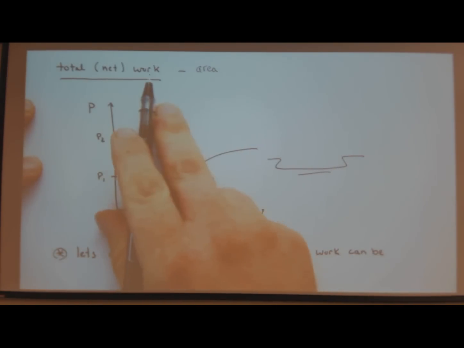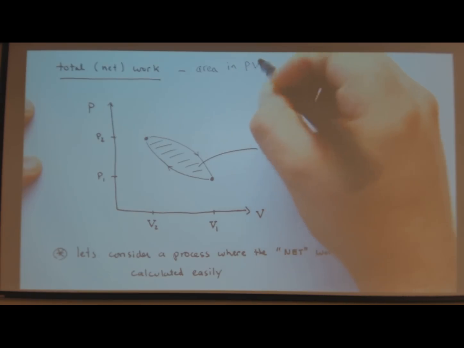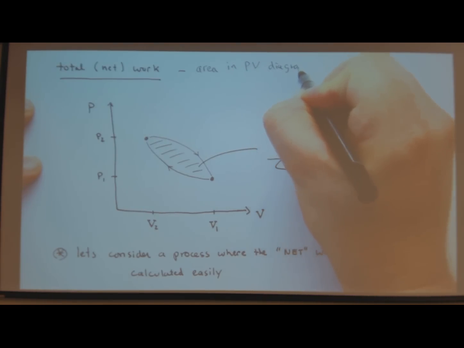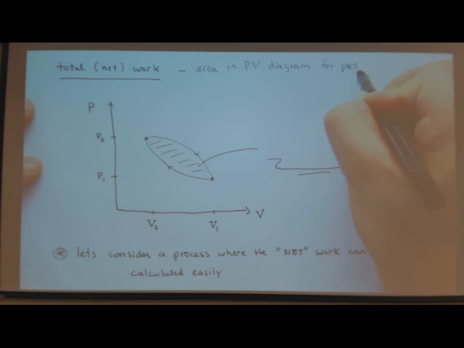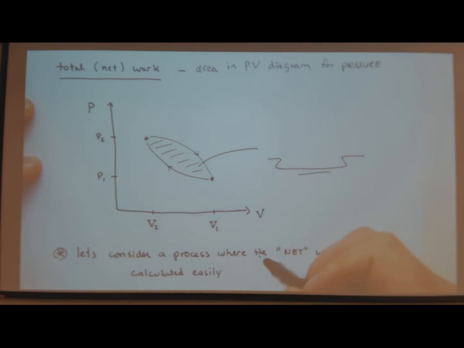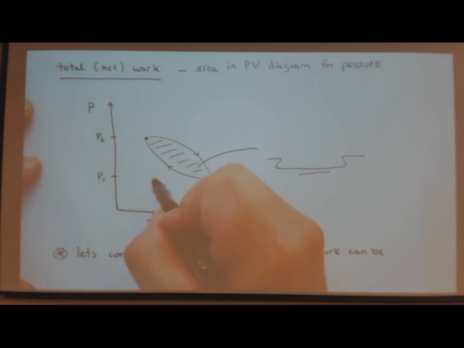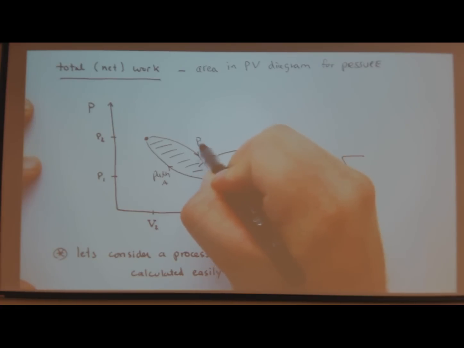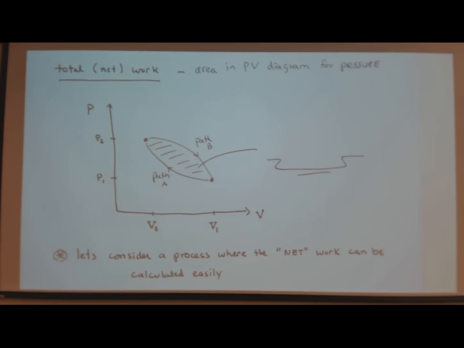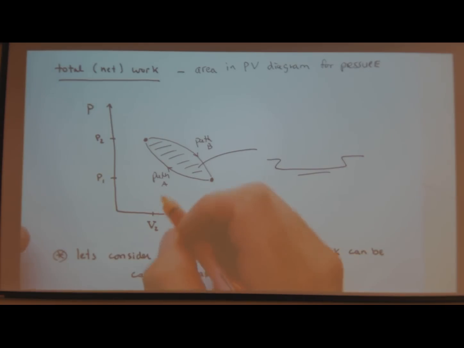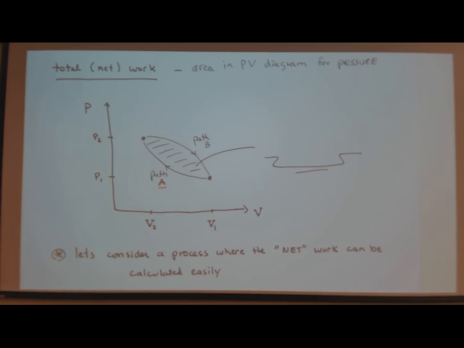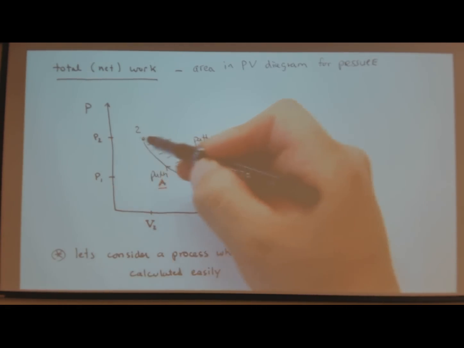Area, total net work, area, and PV diagram. For pressure, okay, pressure P1, P2. I got path A, path B. So I'm just going to put a red line, make A red, and then make B red. Anyways, I have some path from state 1 to state 2. State 2 has a corresponding temperature and pressure. I'm only listing the pressure here, but I'm at a given volume at state 2.